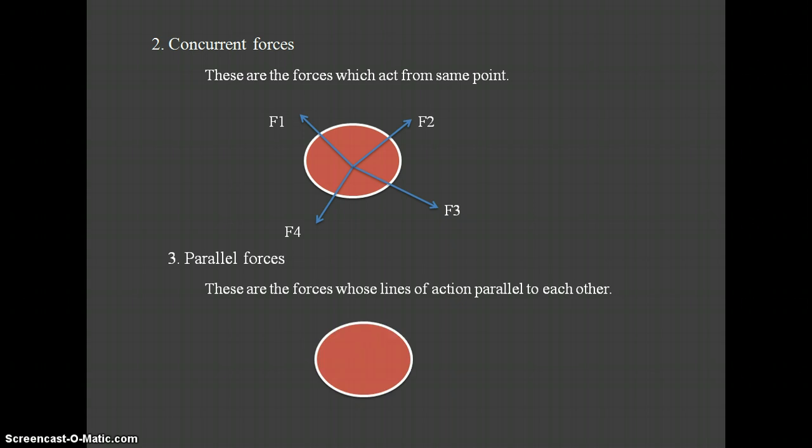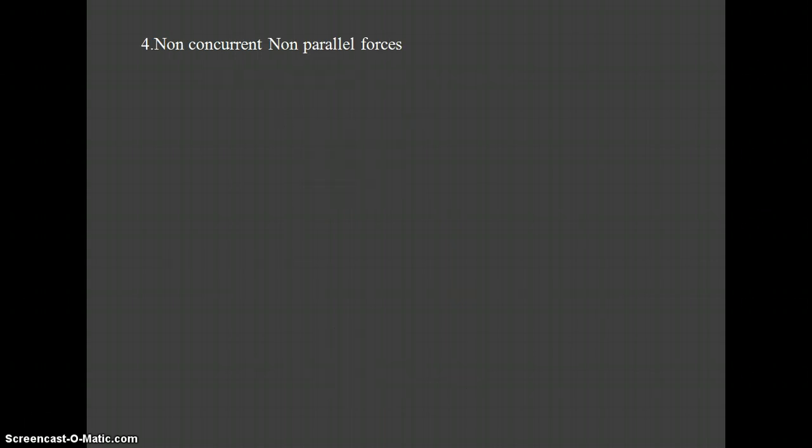So again, consider a body. The forces are acting like this. So in this condition, we can say clearly that F1, F2 and F3 are parallel to each other, but the direction is different. But here, all the forces acting on a body are parallel to each other. So these kinds of forces are called parallel forces.